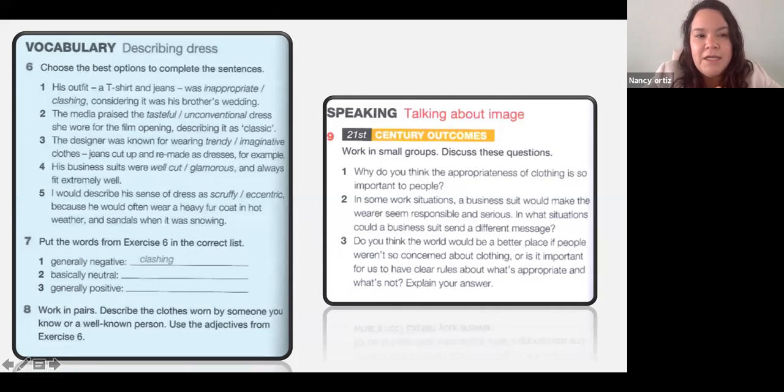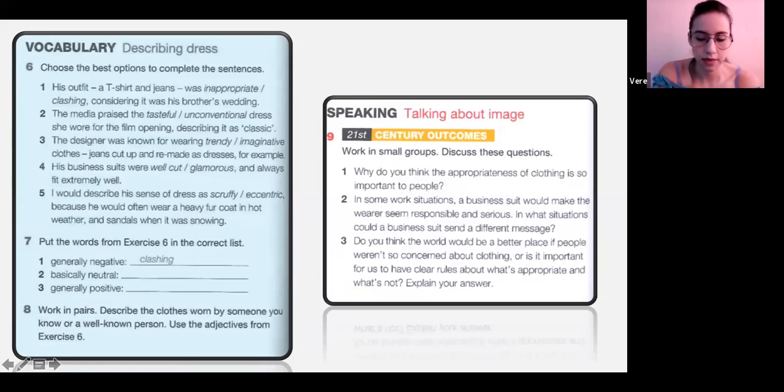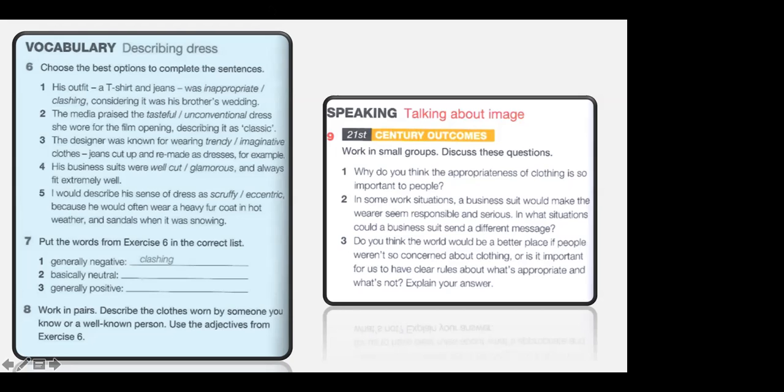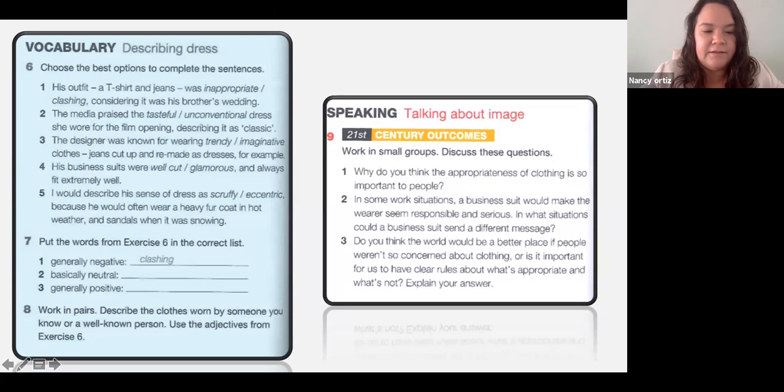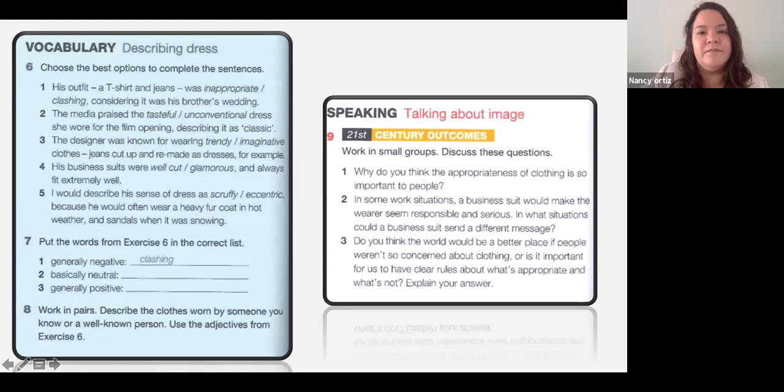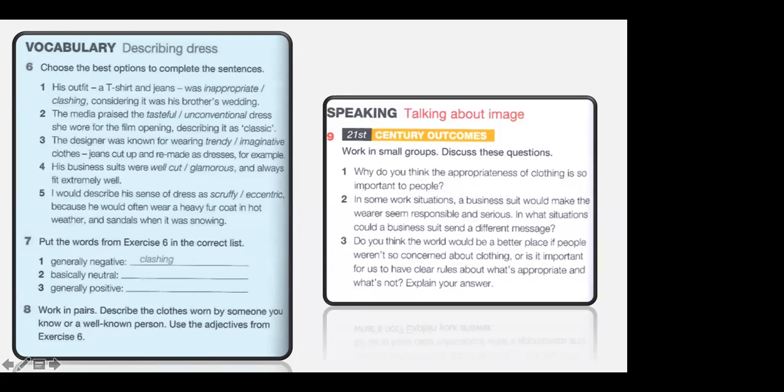Okay, so number 1, his outfit, a t-shirt and jeans, was blank, considering it was his brother's wedding. What's the answer? Inappropriate. Very good. The media praised the dress she wore for the film opening, describing it as classic. Tasteful. Okay, very good. So taste is not just whenever you are tasting food. I thought it was only for food. Okay, but it's tasteful.